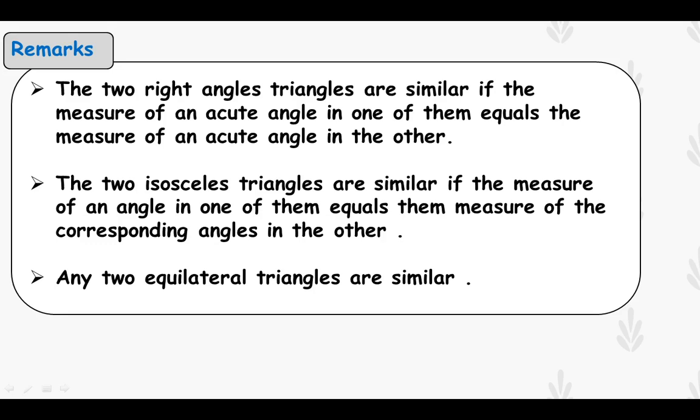Here we have two isosceles triangles, so we know that two angles here equal two angles in the other triangle. So if we find an acute angle equal to an acute angle in the other triangle, then the two triangles will be similar to each other. Here a very easy one: two equilateral triangles are similar, of course, because all the angles of the equilateral triangle will be 60 degrees and all the angles in the second equilateral triangle also will be 60 degrees.